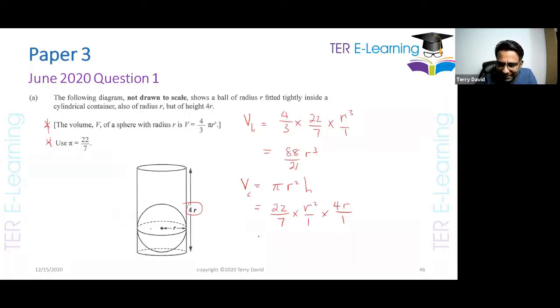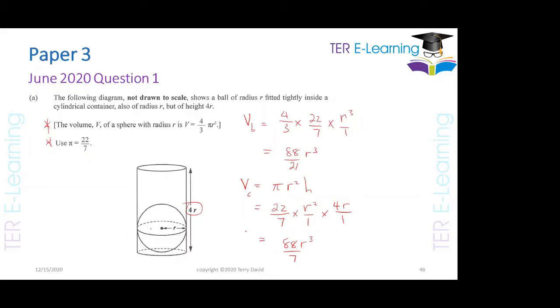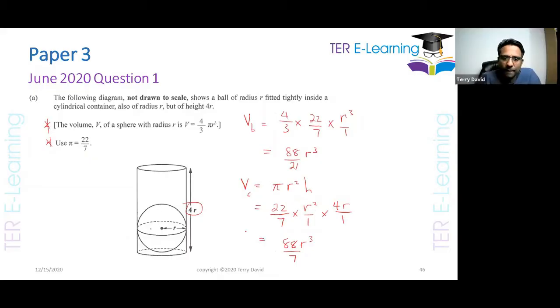So now let's get this as a fraction. So on top, 22 times 4 is going to give me 88 r cubed over 7. 88 r cubed over 7. Yeah, that's looking about right. Any questions about what I just did there? Or are we good?